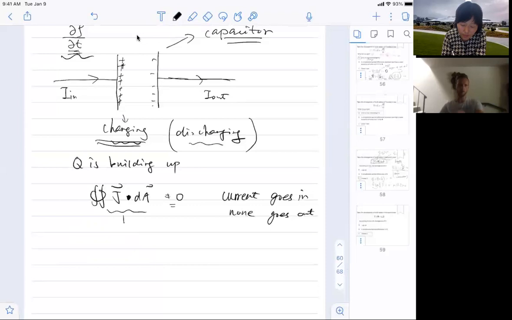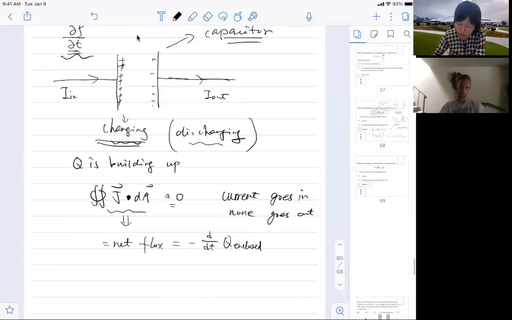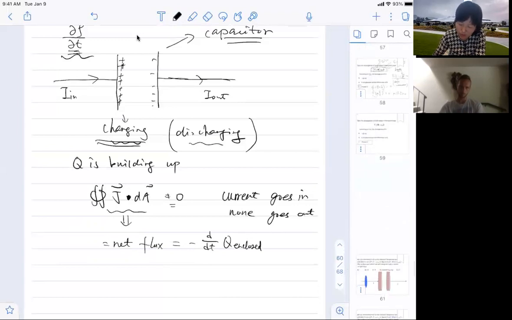And it is non-zero. So what is the net flux? It is dQ over dt, the change of charge over time. Charge is changing now. Okay, so now let's see a couple of questions.